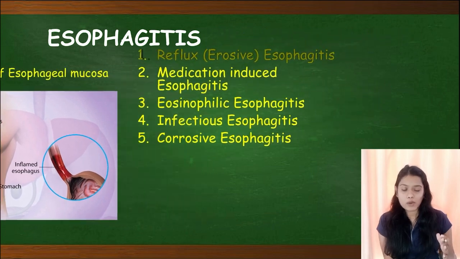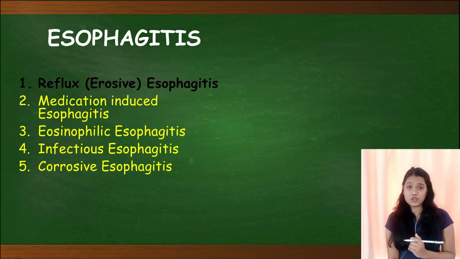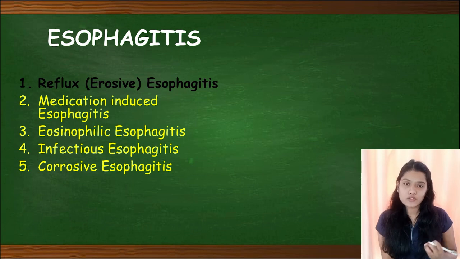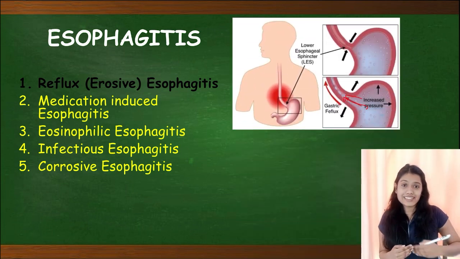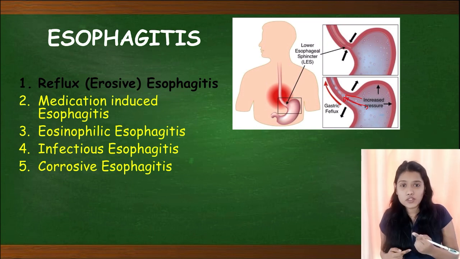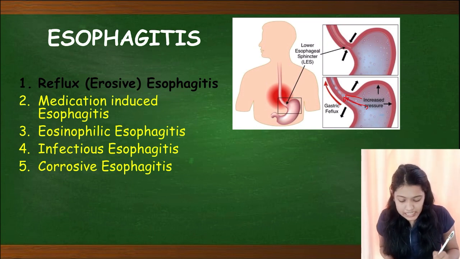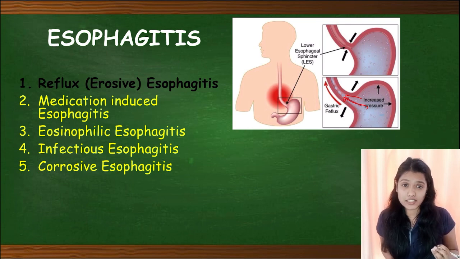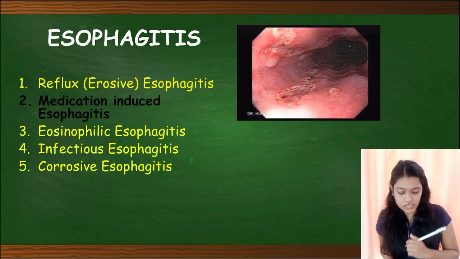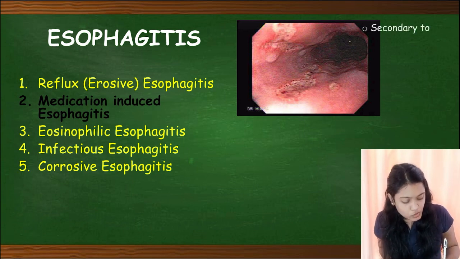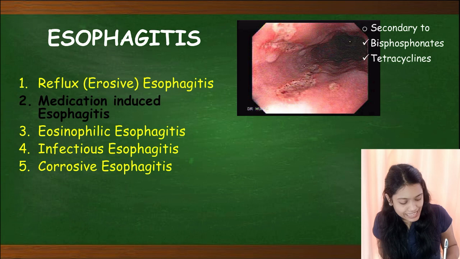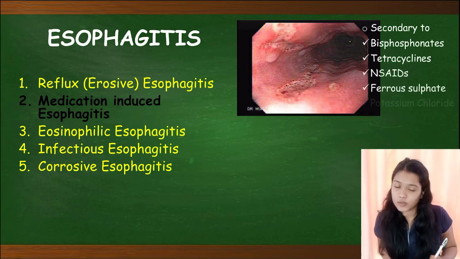Let's discuss them one by one. Starting with reflux or erosive esophagitis. It is the complication of GERD. In this, there is reflux of gastric content into the lower esophagus, as we discussed in GERD. And this is the most common type of esophagitis, which arises secondary to GERD. Now the next one is medication-induced esophagitis. This is secondary to bisphosphonates, tetracyclines, NSAIDs, ferrous sulfate, and potassium chloride.